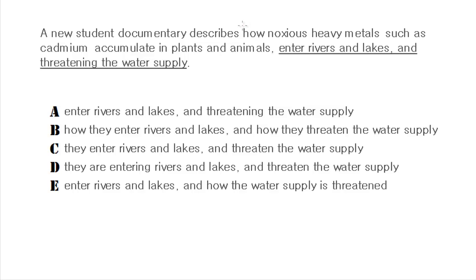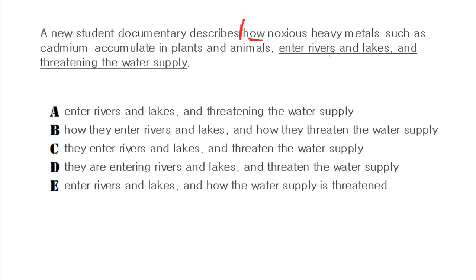So new student document describes. Okay, you could theoretically end the sentence here, right? Describes. Okay, what does it describe? It describes how, and from here on is prepositional phrases, right? How this happens, right? So why does A not work? Enter rivers and lakes. Well, enter is okay because it's heavy metals, right?